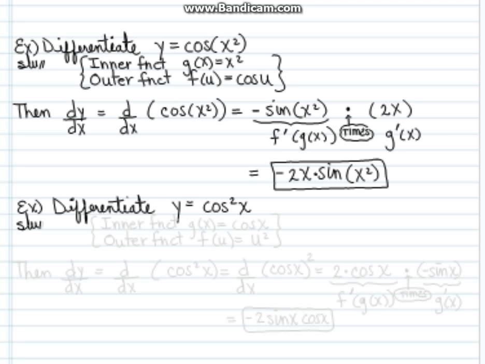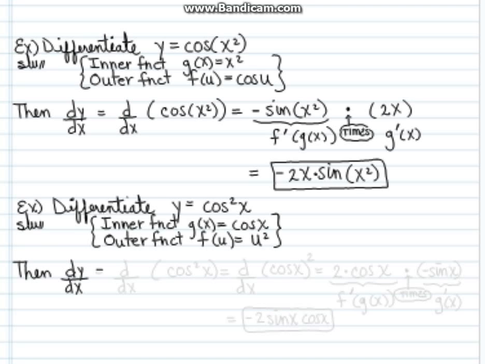Next example, differentiate y equals cosine squared x. That's different. Here we're squaring the cosine, not the argument, but the actual cosine. The inner function in this example, g of x, is cosine x, and the outer function is f of u equals u squared. So it's a square. All right, then the derivative of y with respect to x is d dx of cosine squared x, which is the same as d dx of parenthesis cosine x squared. That's the definition of the square of a trig function.